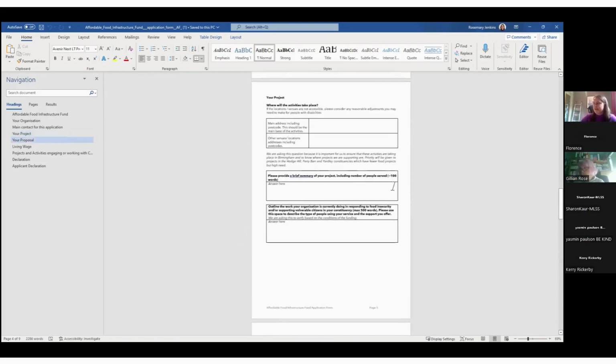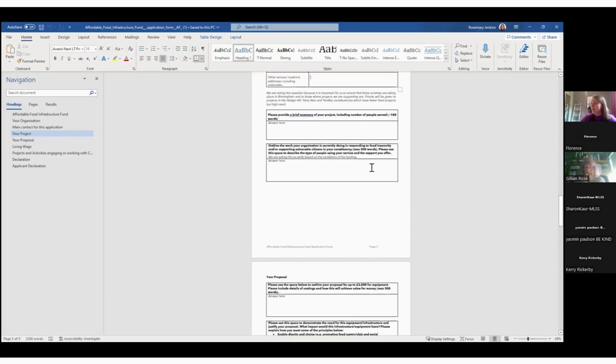Then details about your project. So where do the activities take place? This is the one that has to be in Birmingham Local Authority. So please say the main address of where things take place here, and then please do give other details and be as comprehensive as possible. If you're working across a few different sites, please write them all. If one of those isn't in Birmingham, that's fine. You have to have something operating in Birmingham Local Authority. Please give postcodes. We love postcodes, they're really helpful.